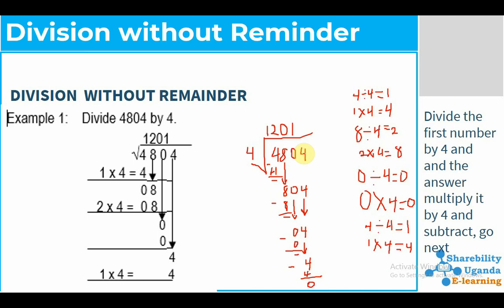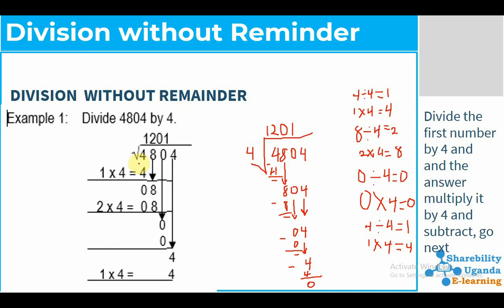Is completed. So that means when we divide 4,804 divided by 4, we shall be able to get 1,201. This is our answer. When you look at this, what they get, this is the same as this one. They are able to say 4 divided by 4, which is a 1. They say the answer you have got, as we said here, 1 times 4, which is a 4.